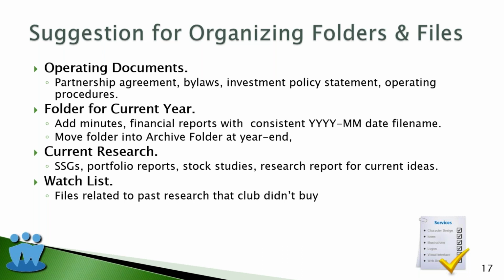Many clubs create a new folder for each year, and then they archive that folder at the end of the year. So you can add your minutes, your financial reports, your account statements into a single folder for a particular year. Now, I like to suggest using a consistent file name, and the file name format that I use by default is the 4-digit year, followed by a dash, then the 2-digit month, and then perhaps the 2-digit day.